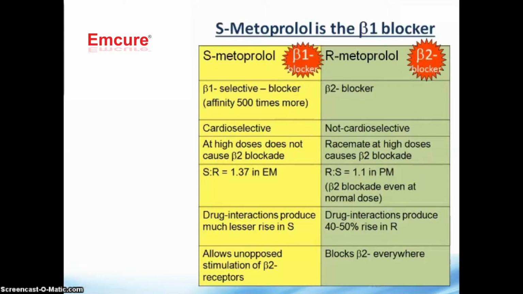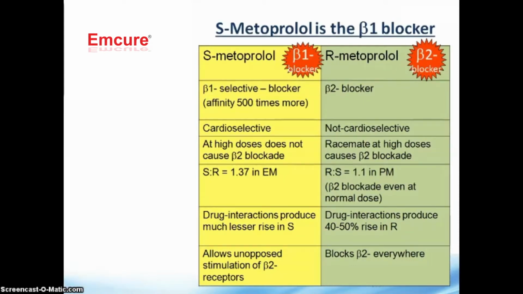So again, in this tabular form, we have highlighted the differences between the beta 1 blocking activity and the beta 2 blocking activity by the S and R isomers of metoprolol respectively. You can go through it, remember it, interact more and more, and discuss the benefits offered by S metoprolol over R metoprolol. I'll recap for you once again.